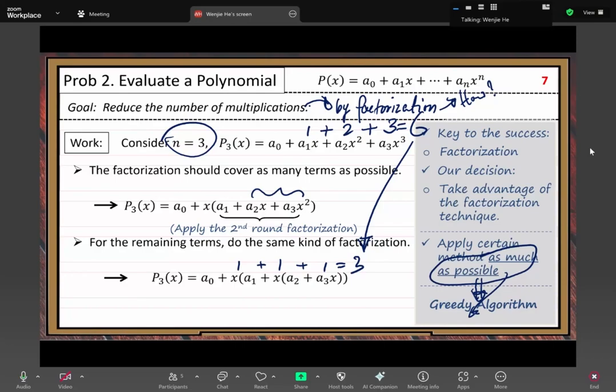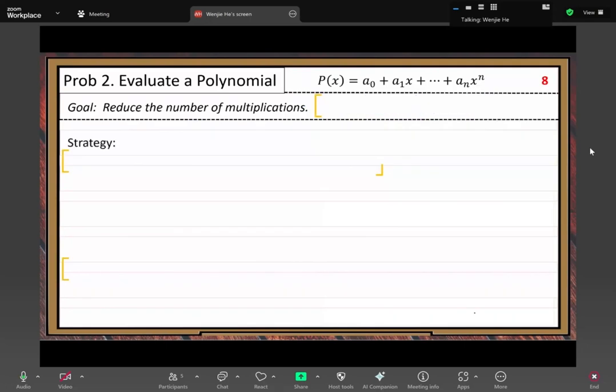How do you apply some useful thing as much as possible? People use a negative word, greedy, but here we treat it as a positive thing. We apply some useful property as much as we can. That's positive. Now we need to push it to the general case. The strategy for generalization: do factorization as much as we can. That is the greedy idea.